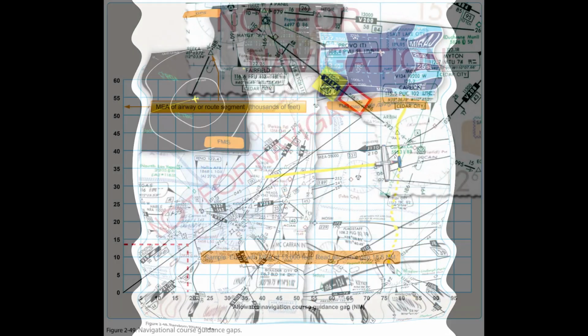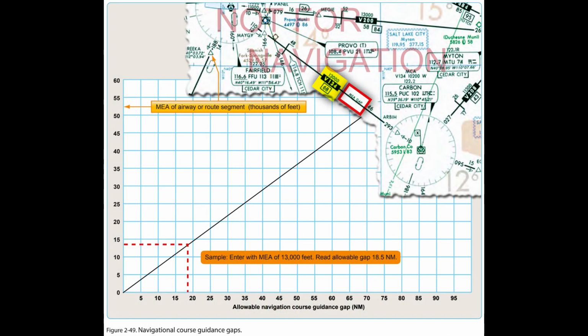Navigational gaps. A navigational course guidance gap, referred to as an MEA gap, describes a distance along an airway or route segment where a gap in navigational signal coverage exists. The navigational gap may not exceed a specific distance that varies directly with altitude, from 0 nm at sea level to 65 nm at 45,000 feet MSL, and not more than one gap may exist in the airspace structure for the airway or route segment.